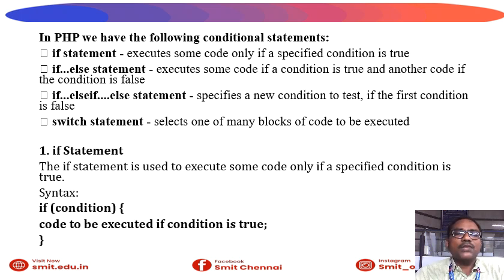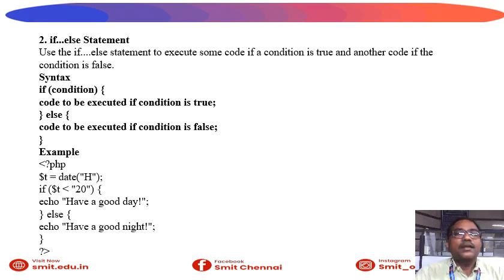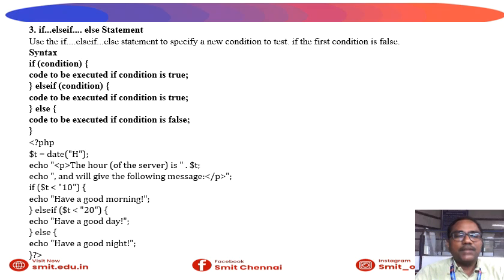So with respect to the if statement, it will check for the condition. Only when the condition is true, it is going to execute the statement. So you can see in this example, there is an if statement and the condition is $t less than 20. Now if that condition is true, it is going to print the value, that is echo good morning. Next one is if else. So in this statement, it will check for the condition, and if the condition is true, it is going to go to the executable part, otherwise it is going to go to the else part.